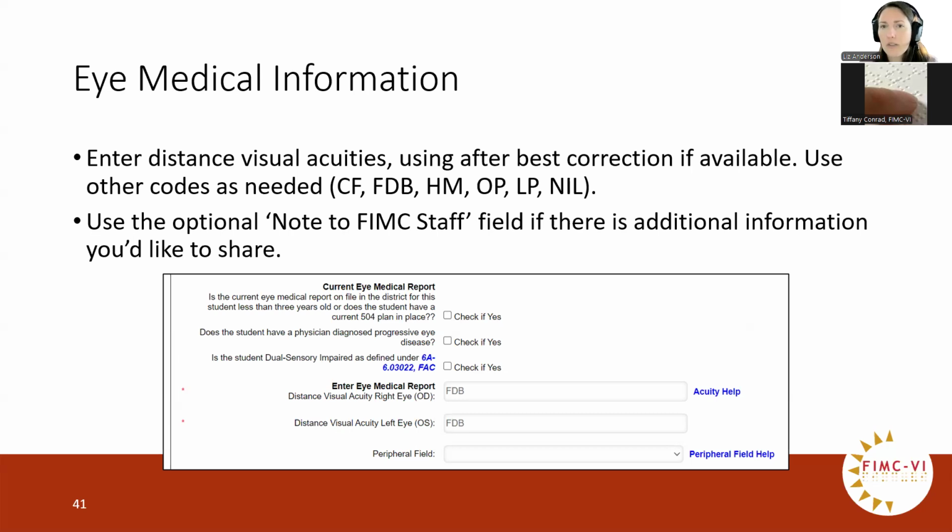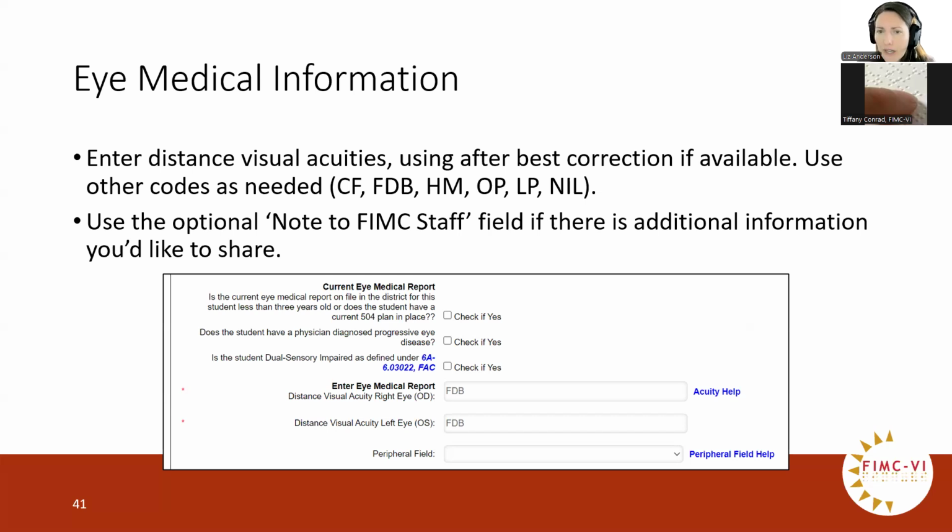You're going to give us the distance visual acuities that you have, using after best correction if available. And you're going to use codes as needed, so things like count fingers, functions as a definition of blindness, hand movement, object perception, light perception, or no light perception. You do have a note to FIMC staff where you can enter additional information if you would like to share that with us.